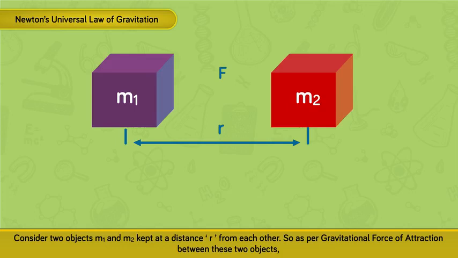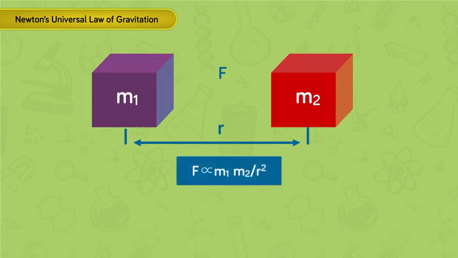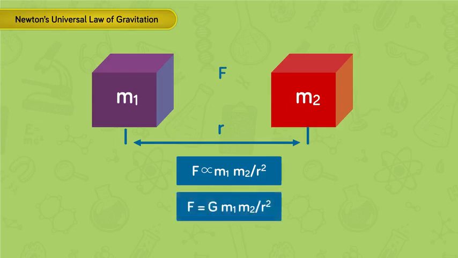Consider two objects, m1 and m2, kept at a distance r from each other. So, as per the gravitational force of attraction between these two objects, F is directly proportional to m1 into m2 upon r square. Equation 1. F is equal to G into m1 into m2 upon r square.